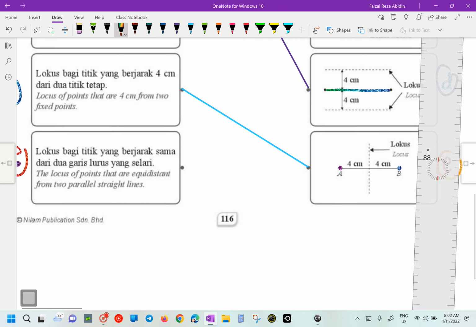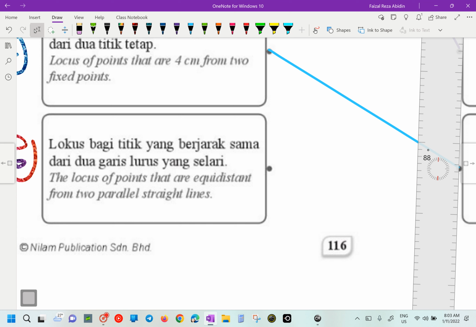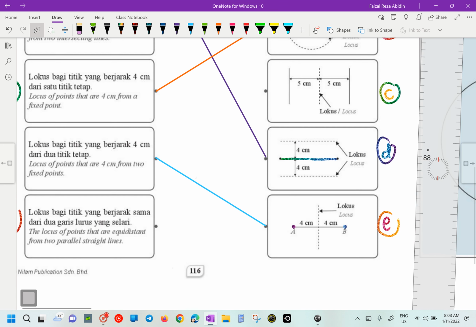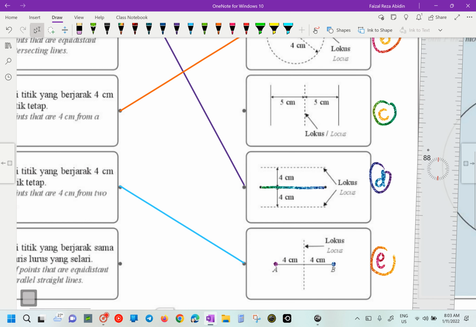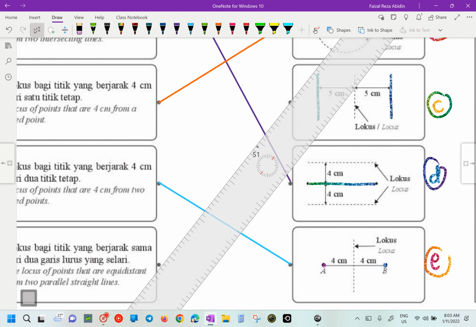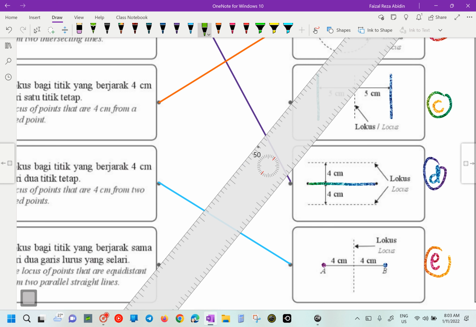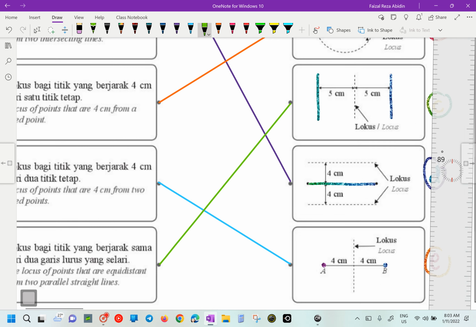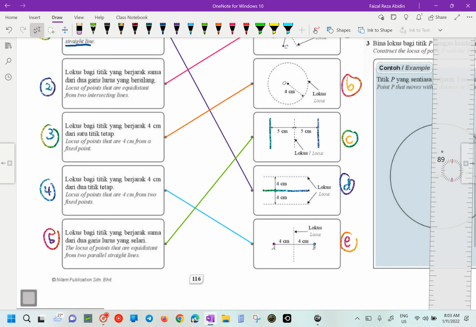Okay. Last but not least, the locus of point that are equidistant from 2 parallel straight lines. So you are going to have this one 2 parallel over here. So our locus is going to be the straight line that are going to be a parallel also in the middle there. It's going to be our C there. Okay, that's the type of locus that we are going to have in our textbook just now.